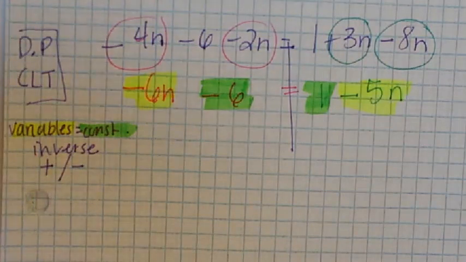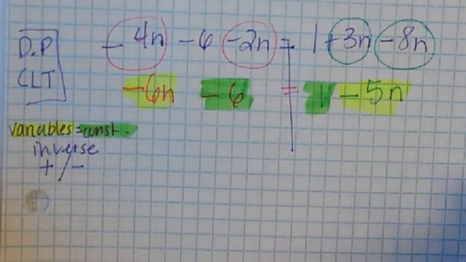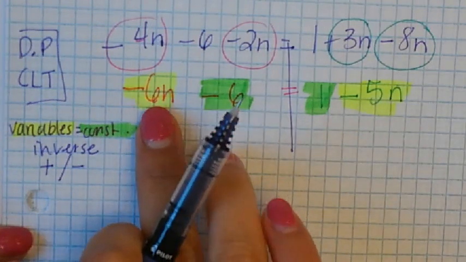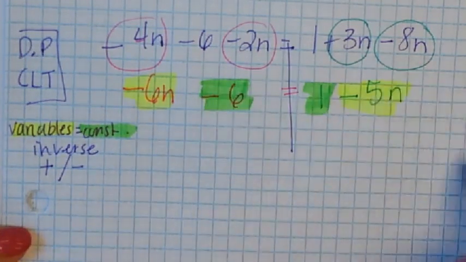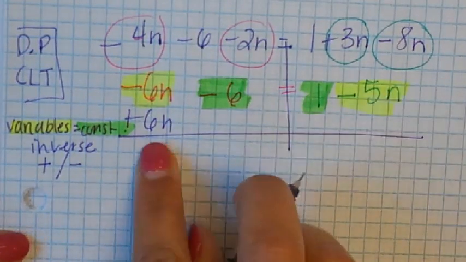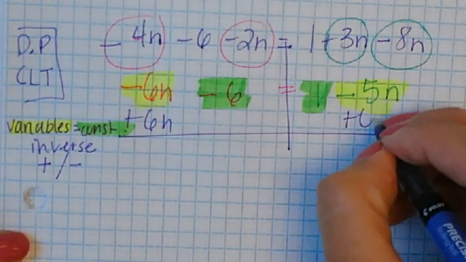That's the only two that you're going to use. If they're negative, you add. If they're positive, you subtract to switch sides. So I'm going to switch the 6n over here, making this a variable side. So I'll do plus 6n, which is the inverse. Whatever I do to one side I do to the other to maintain equality.